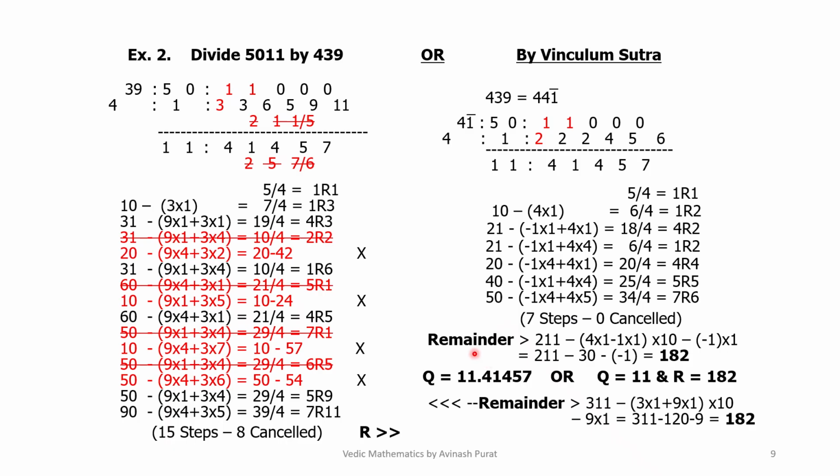0 cancelled. Remainder is 211 minus 4 into 1 minus 1 into 1, multiplied by 10 minus bar 1 into 1. So 211 minus 30 plus 1. So 182 is the answer. Now quotient is 11.41457, or quotient is 11 and remainder 182.